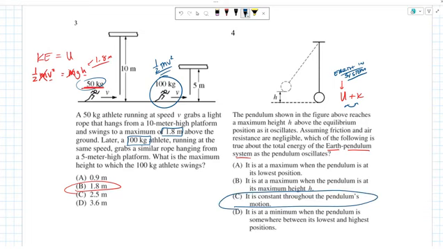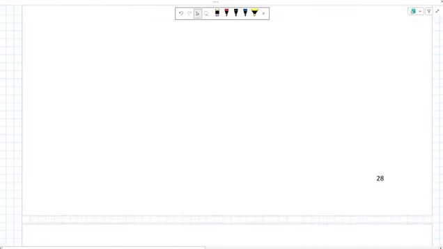If the Earth were not part of a system, then we would see the kinetic energy of the pendulum increase and decrease, and since there's no potential energy, it would change. But here, because the Earth is in the system, mechanical energy is going to be conserved. It's going to stay constant throughout.